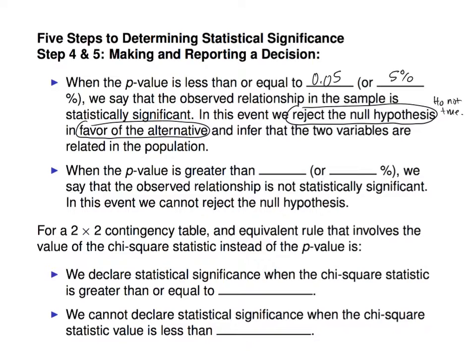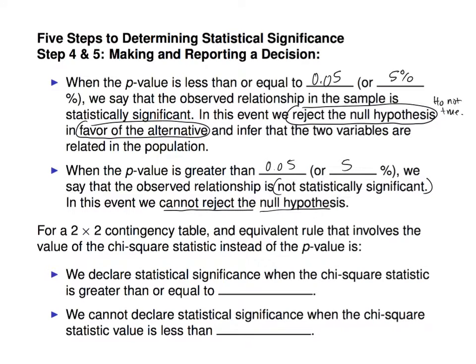How high is high depends on how many variables you have, which in this case is going to be constant because we always have 2 by 2. But when we do other things, what is large changes, whereas the p-value that you look at won't change for that stuff. It'll still be 0.05. And if the p-value is greater than 0.05 or 5%, we say that the observed relationship is not statistically significant. We cannot reject the null hypothesis.